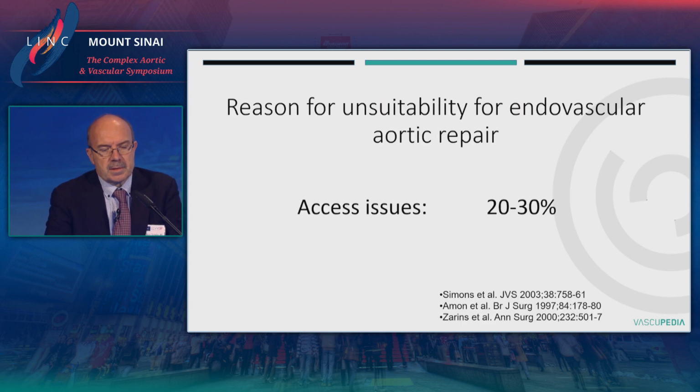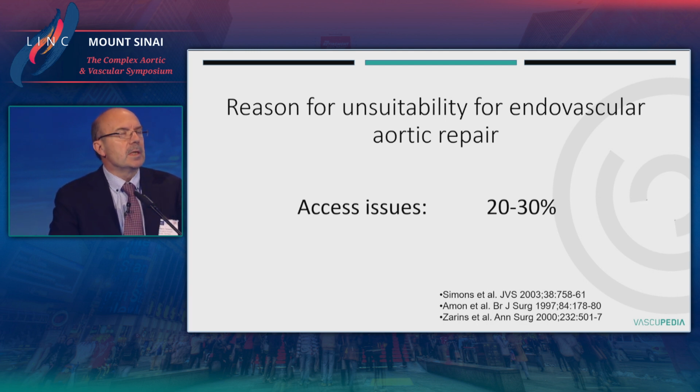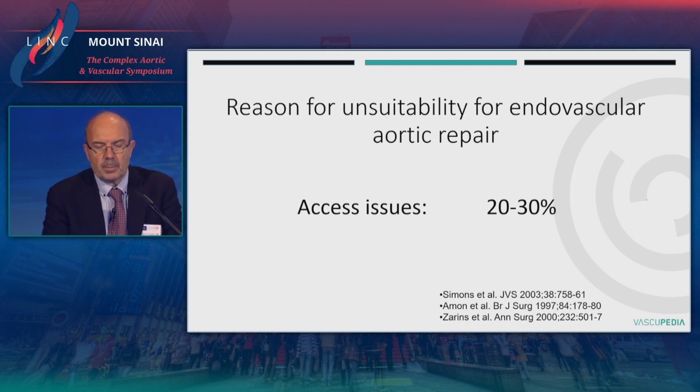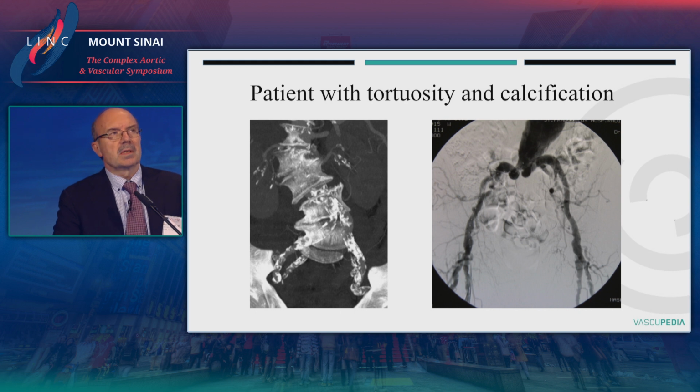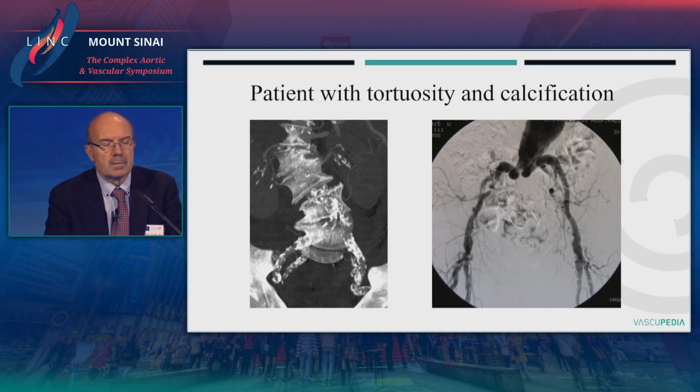Starting with the access issues, which is a reason for unsuitability for endovascular therapy in patients with thoracic and thoracoabdominal pathology in about 20 to 30% of these patients. And such patients with tortuosity and calcification are not ideal candidates for such a repair.